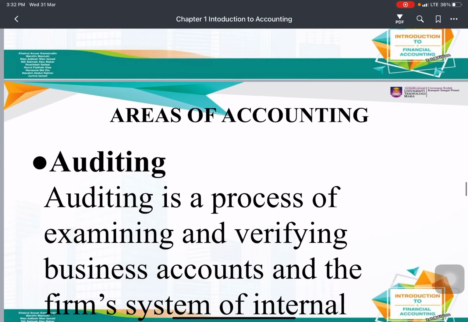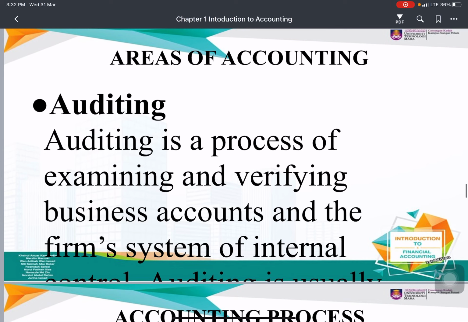All right, areas of accounting. So we have auditing. Auditing is a process of examining and verifying business accounts and the firm's system of internal control. Audit means that other parties would like to check the financial statements to see whether they follow the rules and procedures or not.